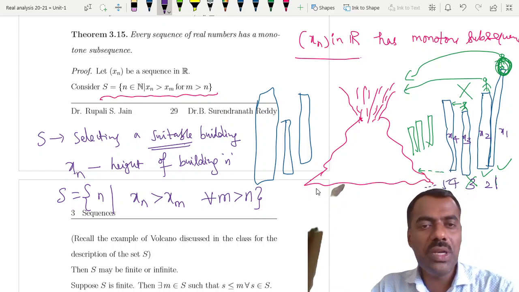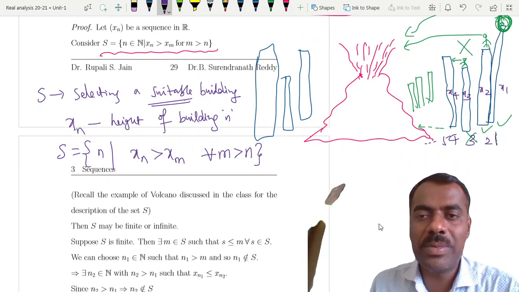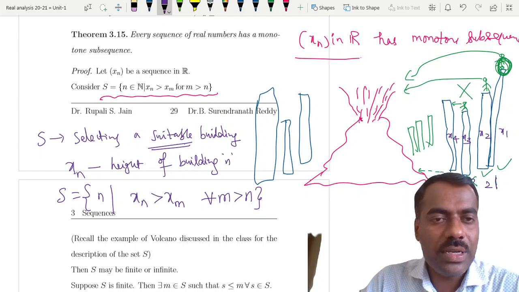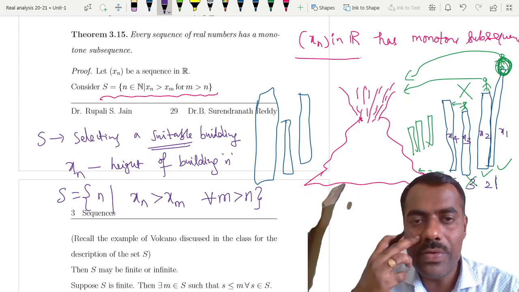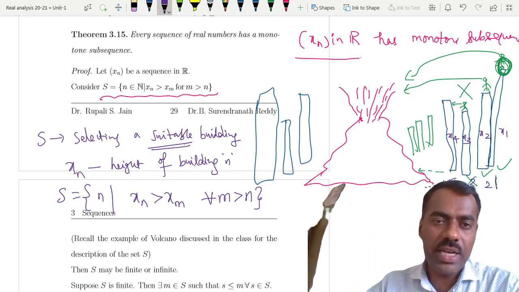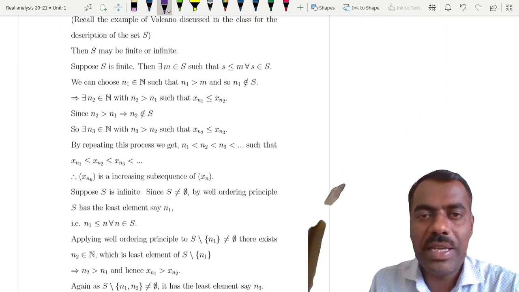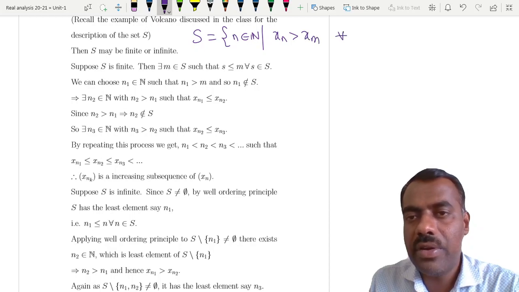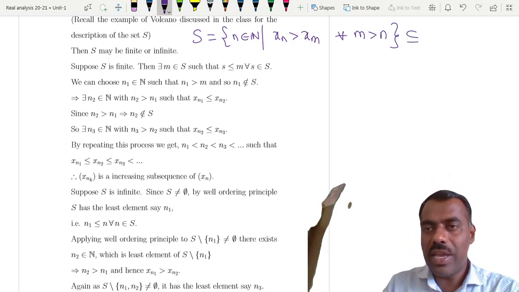Once you remember this, you need not memorize it by heart, you need not worry about whether m is here or whether n is there, all those things. Just remember this picture, which building is suitable, which building is not suitable. You never forget this set S, right? So S is nothing but all natural numbers n such that xn is greater than xm. That means the value of xn is bigger than the value of xm for any element m after n. Okay, now once you have this S, let me write S again here. S is the set of n such that xn is greater than xm whenever m is bigger than n, right? Now this is a subset of N, right?